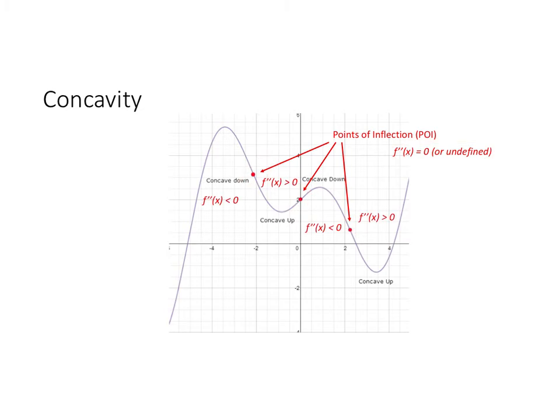Well, if the second derivative is 0 at these points of inflection, what is it on either side of these points? What we're going to find is when it's concave down, the second derivative is going to be less than 0 or negative. When it's concave up, the second derivative is going to be greater than 0 or positive, all right? And similarly, we can see for these other two, whenever it's concave down, the second derivative is negative. Whenever it's concave up, the second derivative is positive.